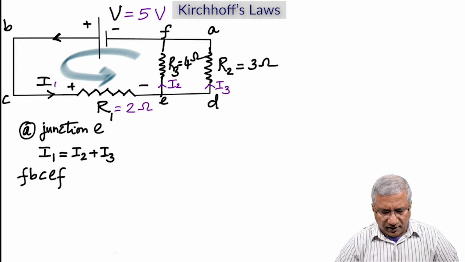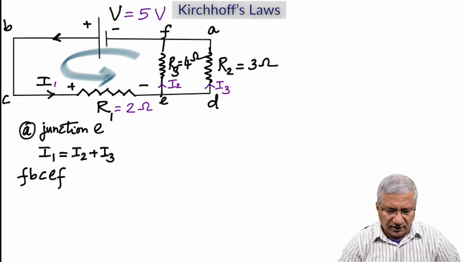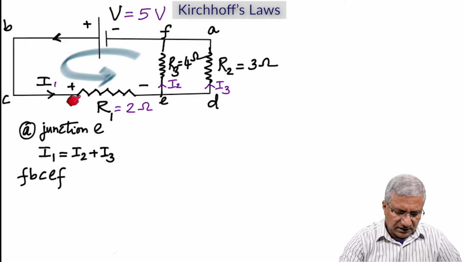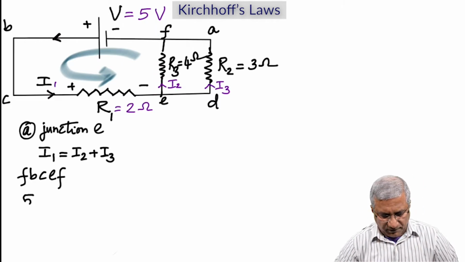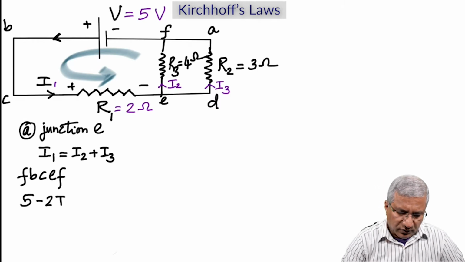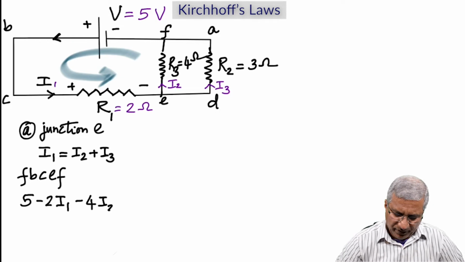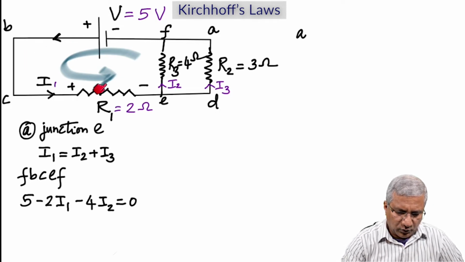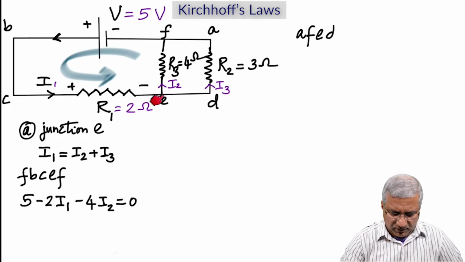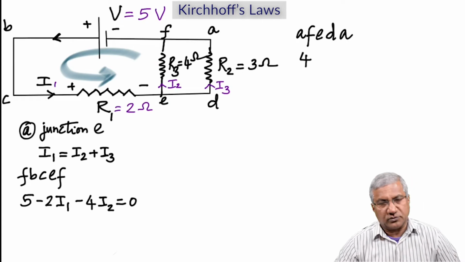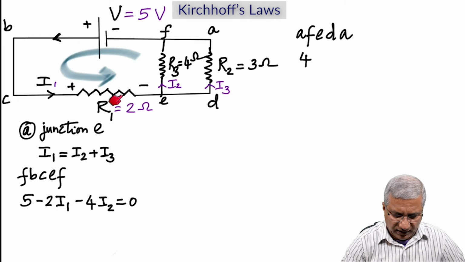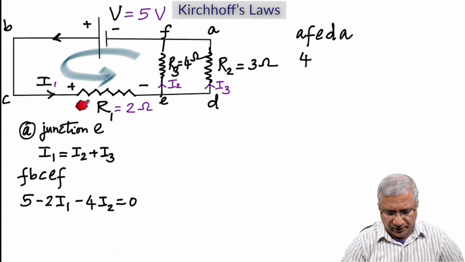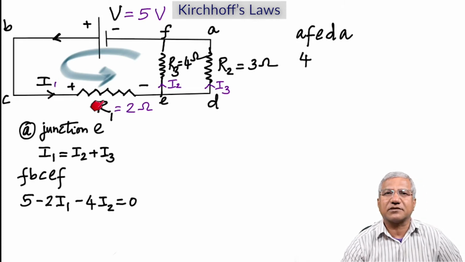I'm taking F, B, C, E, F. So the initial loop that we considered, it's going to be 5 plus 5 because we're going from negative to positive, minus 2 I1, minus 4 I2. Wait, why minus? Remember, you're going from positive to negative. So that's why it's negative of the product of current and resistance.